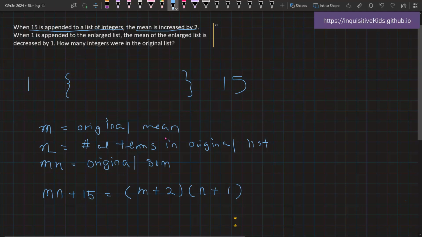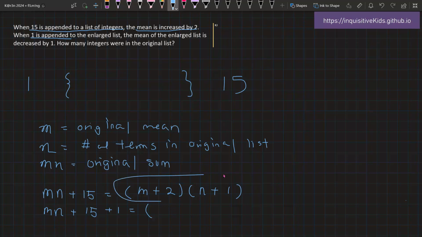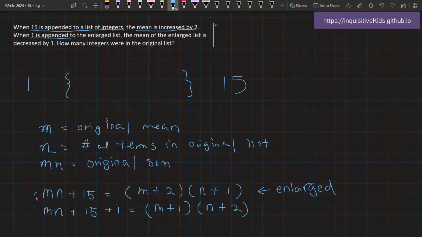What is our second equation? Our second equation is mn plus 16. So mn, right, is the original sum. And we add 16 because we're adding 15 and then adding 1, because when 1 is appended to the enlarged list, the mean of the enlarged list is then decreased by 1. The mean is decreased by 1, which means that we are minusing 1 from m plus 2, which gives us m plus 1. And n refers to the number of terms in the original list. Now that we have added two more numbers, 1 and 15, the total number of terms has increased by 2 as well. So we have n plus 2. So these are our two equations.